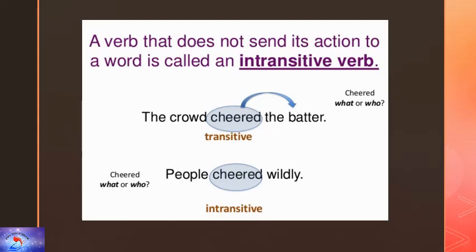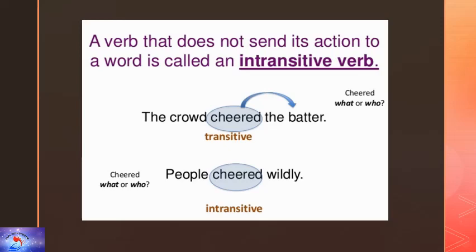Now let us see the difference between transitive and intransitive. The crowd cheered the batter. Here, the direct object batter receives the action from the verb cheered, or cheered sends its action to the direct object batter. In the next sentence, people cheered wildly. So here the verb doesn't send its action to a word. So it is called an intransitive verb.